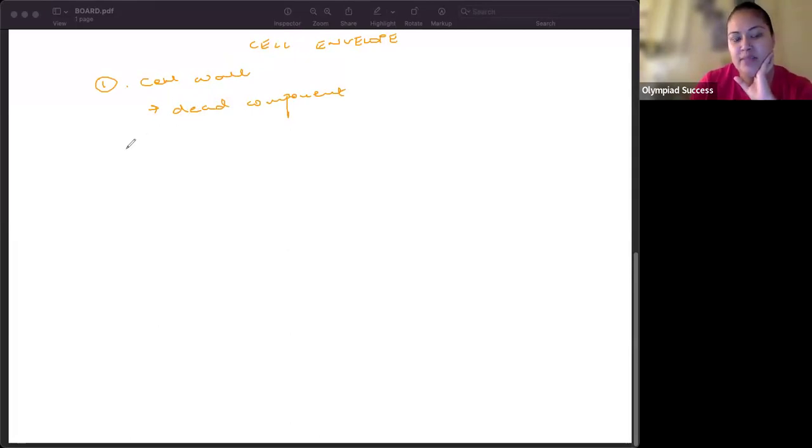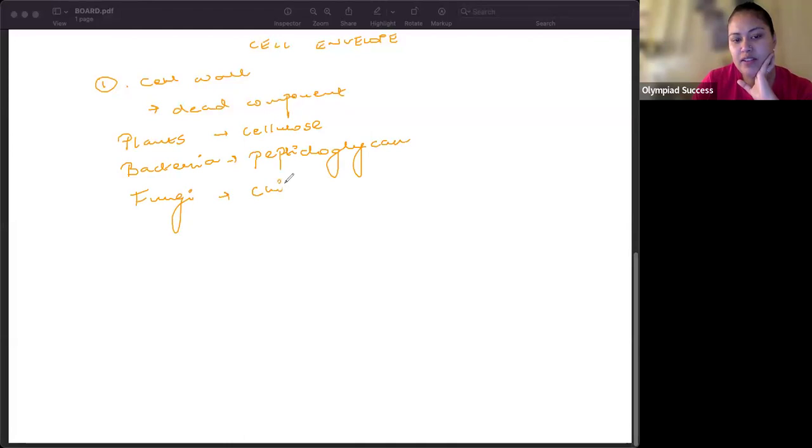Cell wall is present in plants, bacteria, and fungi. In plants, the cell wall is made up of cellulose. In bacteria, it is made up of, I've already told you, peptidoglycan. And in fungi, it is made up of chitin. All of them are derivatives of carbohydrates.